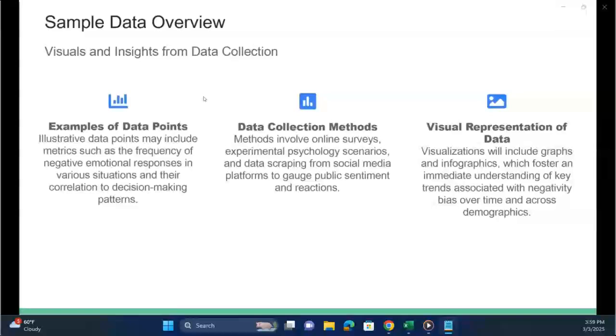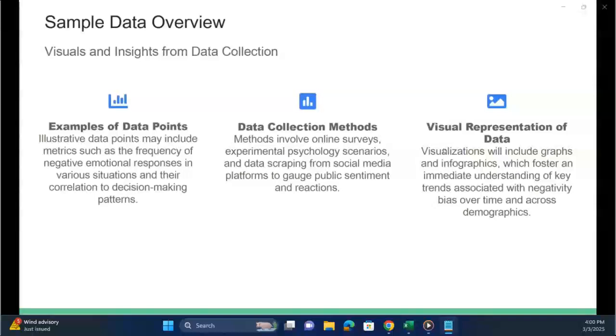So some sample data that we will be overviewing in this proposal is illustrative data points that may include metrics such as the frequency of negative emotional responses in various situations and their correlation to decision-making patterns. And not only that, we will have various methods of collecting data, and these include online surveys, experimental psychology scenarios, and data scraping from social media platforms in order to gauge public feelings and reactions.